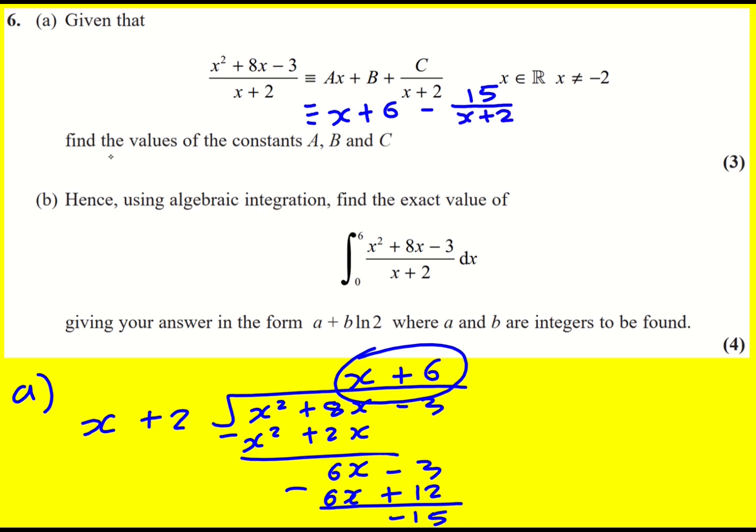It does say find the values of the constants, so we should just write them down. It's not enough to just leave it like this. You might get away with it, but I would make sure I write them down. A equals 1, B equals 6, and C is equal to minus 15.